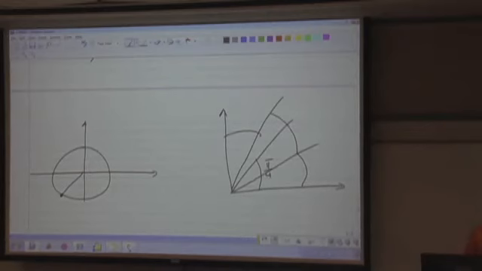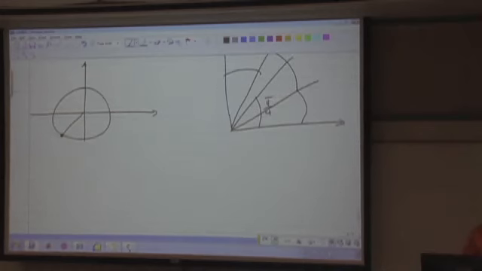What is 3 pi over 4? Well, there's two ways you can think about it. You can think about it as pi minus pi over 4, or as pi over 4 plus pi over 2. Okay? Is everybody seeing that you get to the same place? Yeah? Okay.